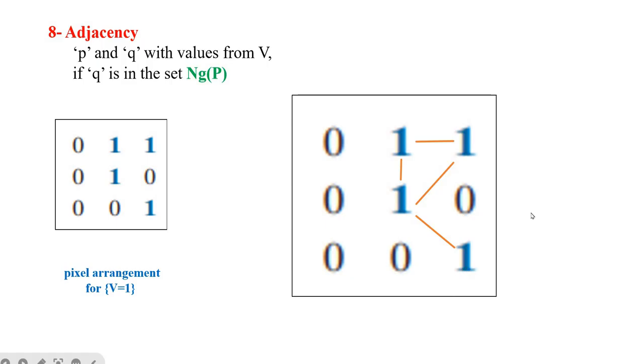But when we do this, there will be some kind of ambiguity. Since we are taking this adjacency here, it will create some ambiguity, that is, confusion. Next I will show you one example regarding this.